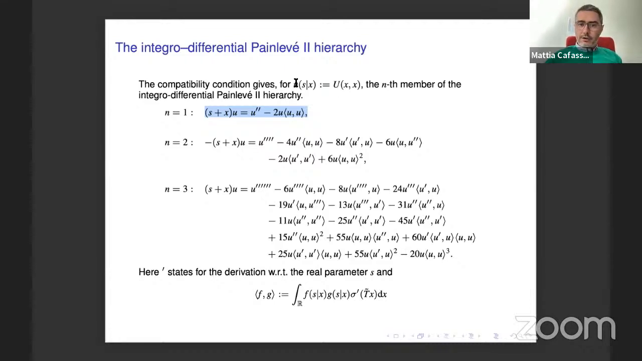Now, this function u depends on s. S here is the time of the hierarchy. So when I write u second, it means the second derivative with respect to s. And then x is the variable that stays in the Hilbert space. So when we write u wedge, it means that we are integrating against x. And you have these equations. If you just pretend that these u are just scalars, the equations that you have here reduce to the Painlevé 2 hierarchy, the classical one. But this is more general.